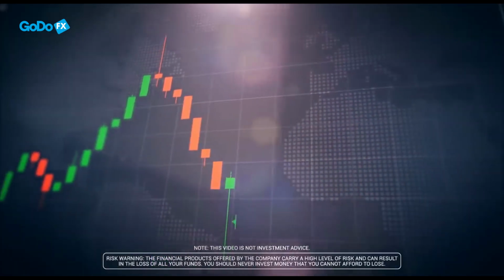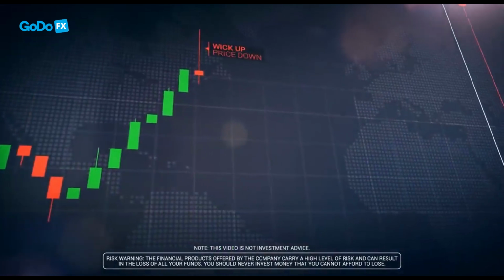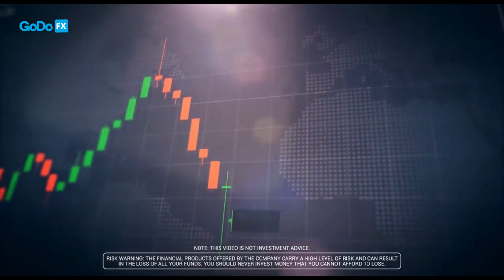When using any candlestick pattern, it is important to remember that although they are great for quickly predicting trends, they should be used alongside other forms of technical analysis to confirm the overall trend.